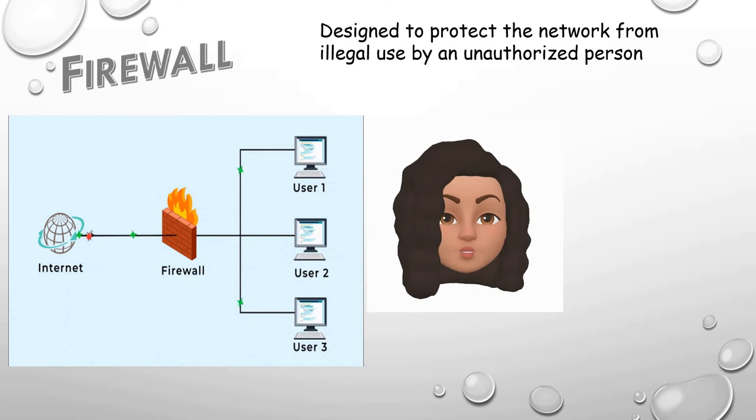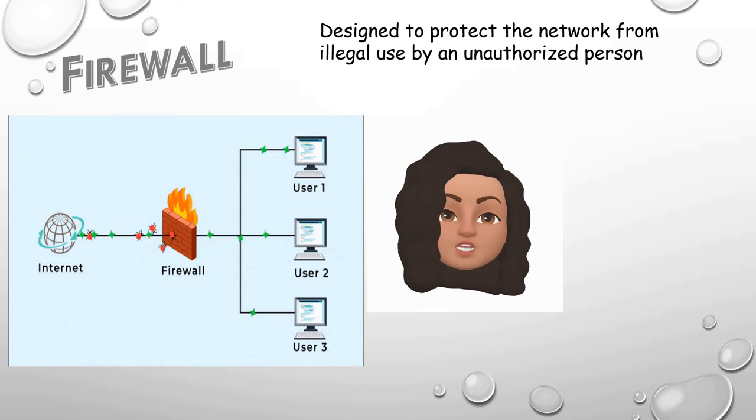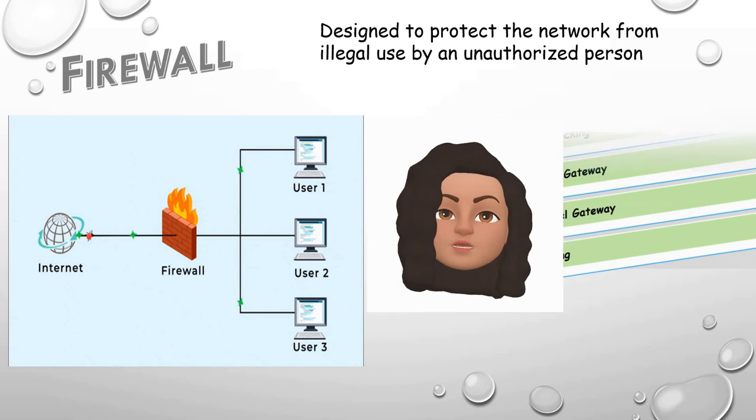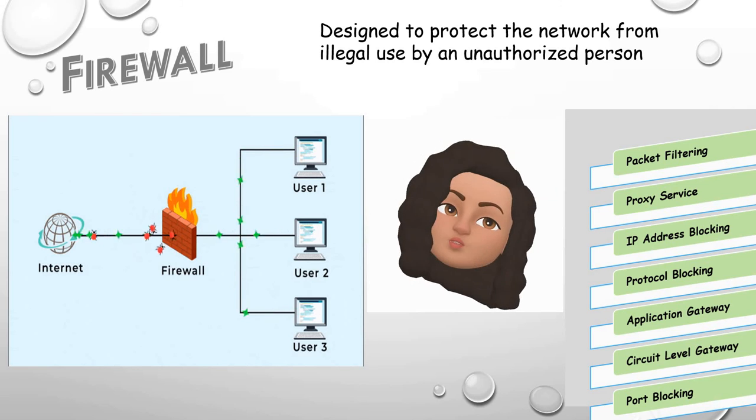So firewall is a network security system, either hardware or software based, which controls the incoming and outgoing network traffic based on a set of rules. And you can use various methods for filtering the information. The various methods are packet filtering, proxy service, IP address blocking, protocol blocking, application gateway, circuit level gateway, and port blocking.